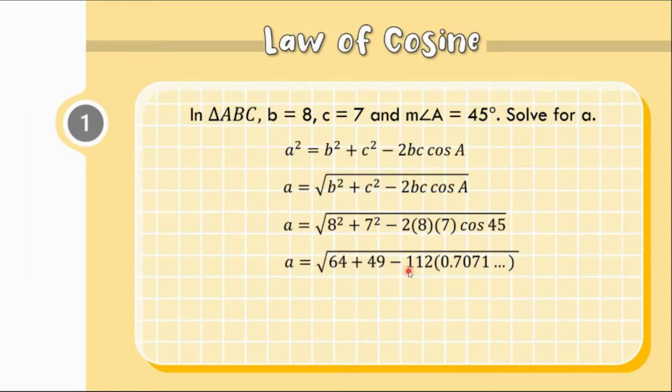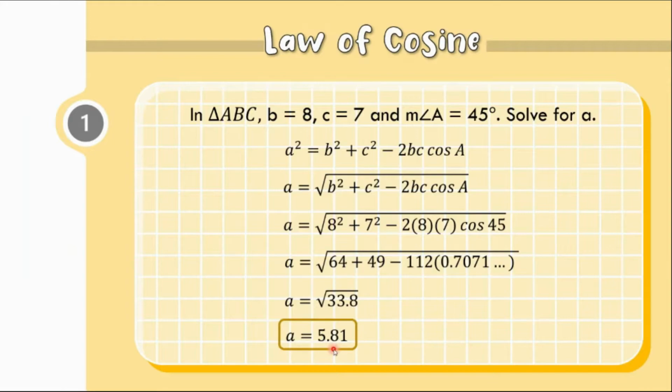Let us add, subtract, and multiply. Therefore, we will have A is equal to the square root of 33.8. The square root of 33.8 is equal to 5.81 to the nearest hundredths. Therefore, the length of side A is equal to 5.81 units.